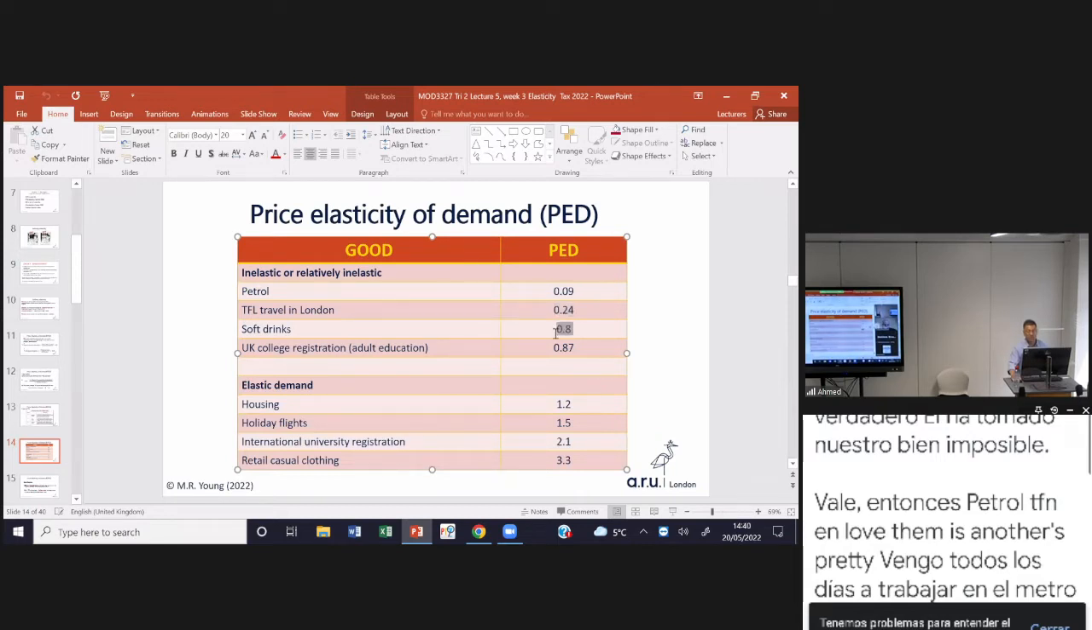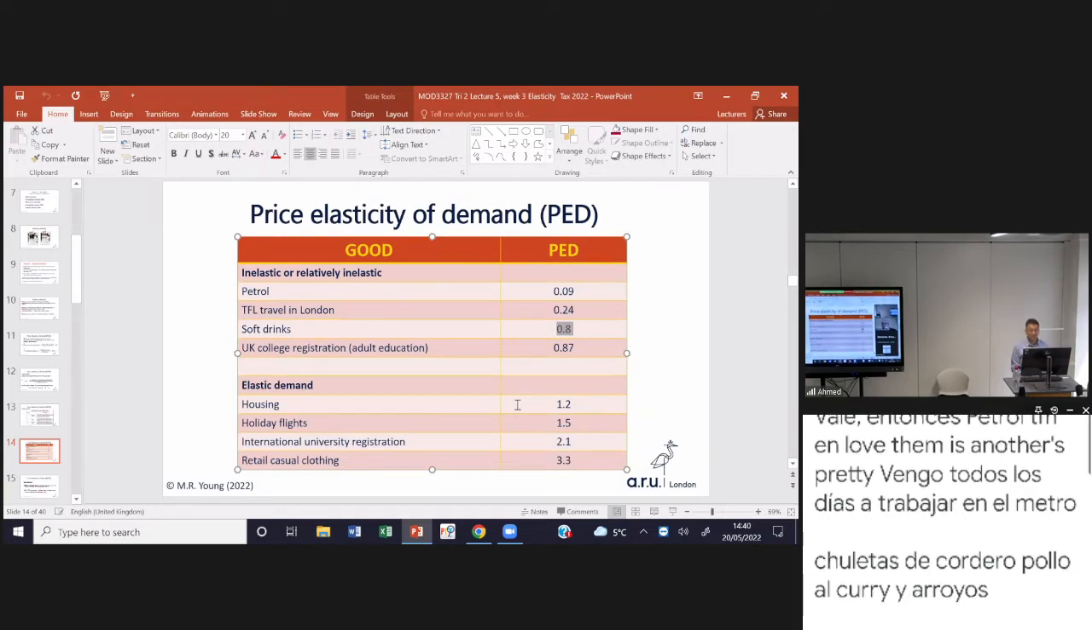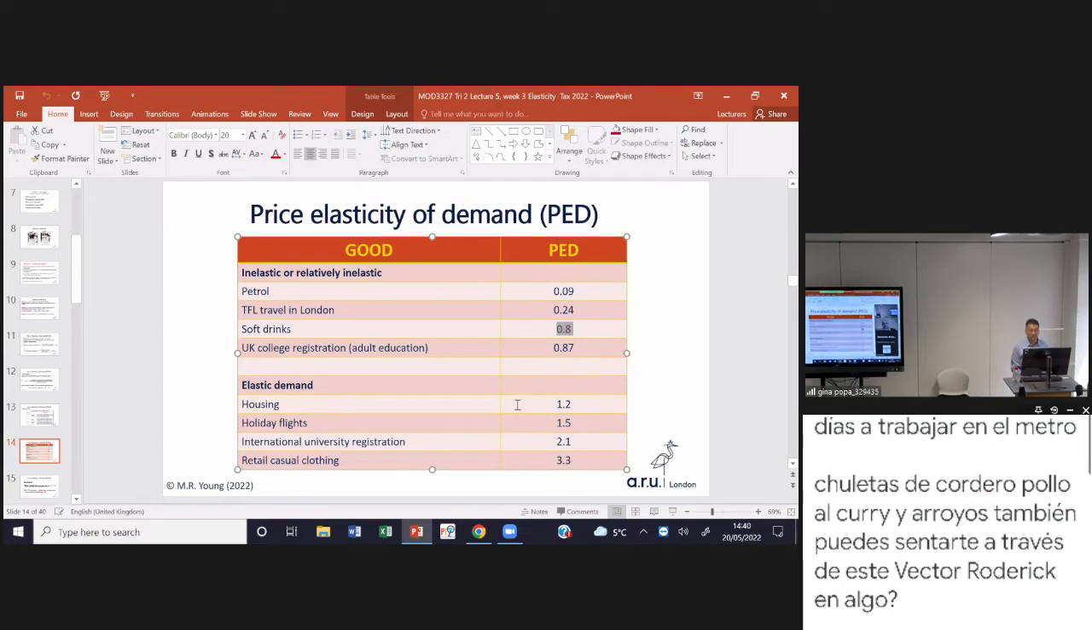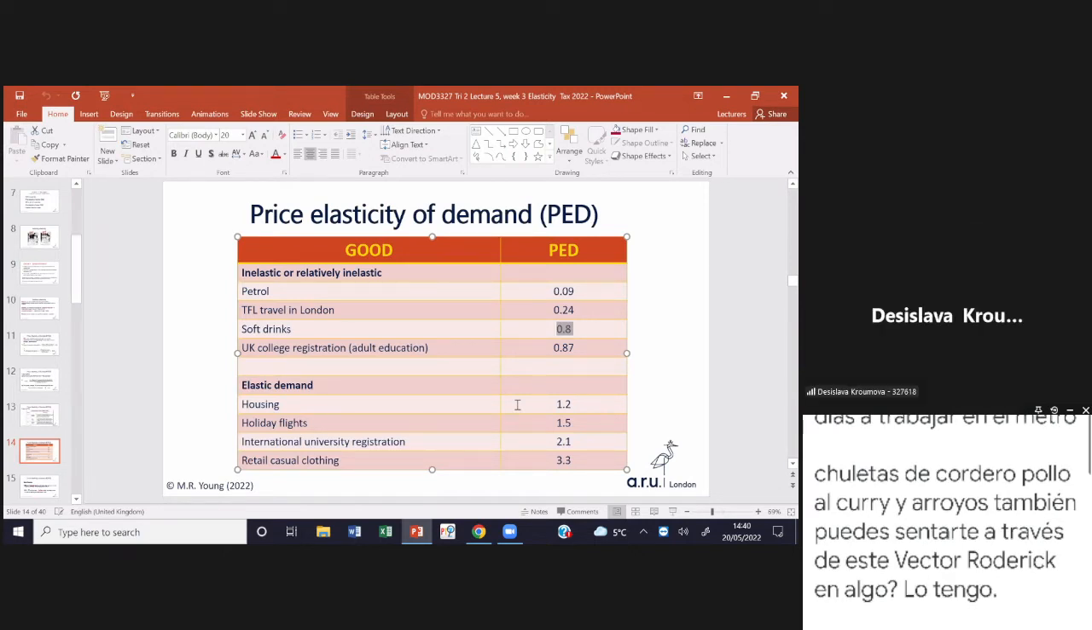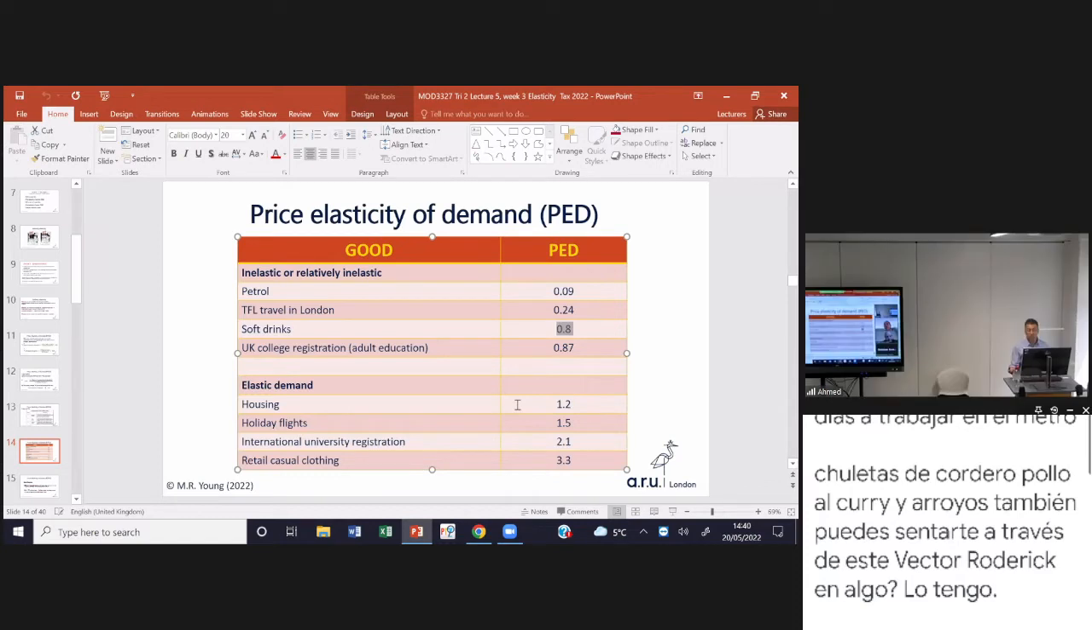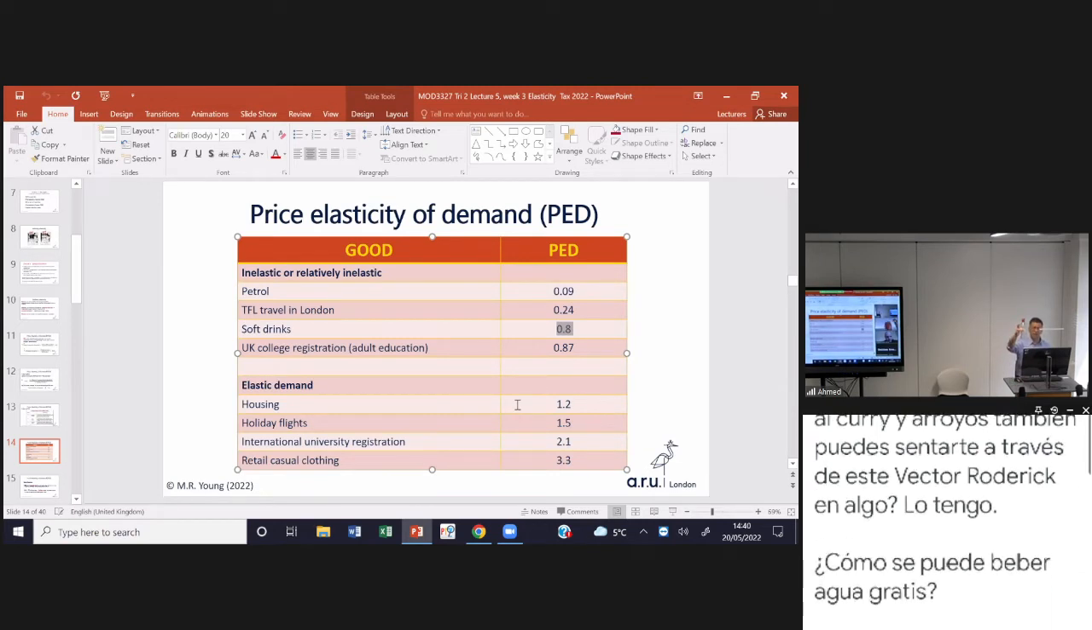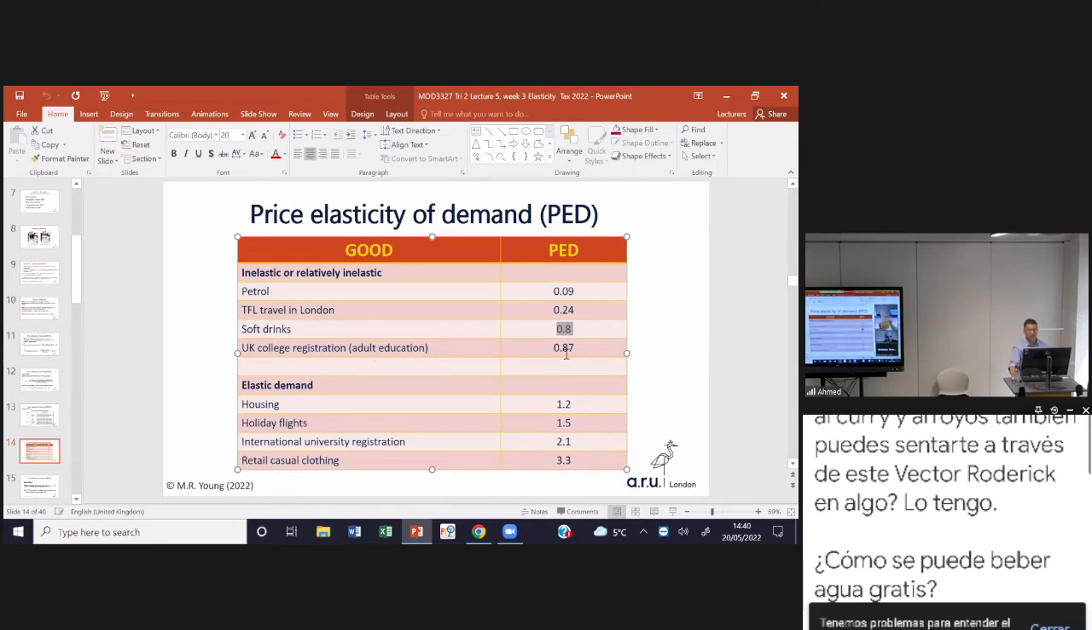Soft drinks also. Can you sit through this lecture without drinking something? I doubt it. No. Oh, wow, you can drink water. Yeah, that's why you need something. Water is a drink. This costs about £1. This one costs £3. Well, this is actually free, but I'm just saying. I got this from the machine over there. And you pay college registration.